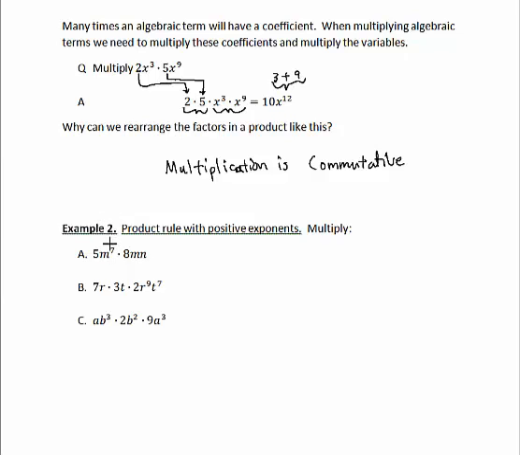So in example 2, we're really just doing more of what we learned on the previous page. We're applying the product rule. It's just now we've thrown in some different variables and some coefficients. For instance, a, we have a coefficient of 5 and 8, and there's two different variables, an m and an n. So we'll arrange everything the way we were shown in the example.